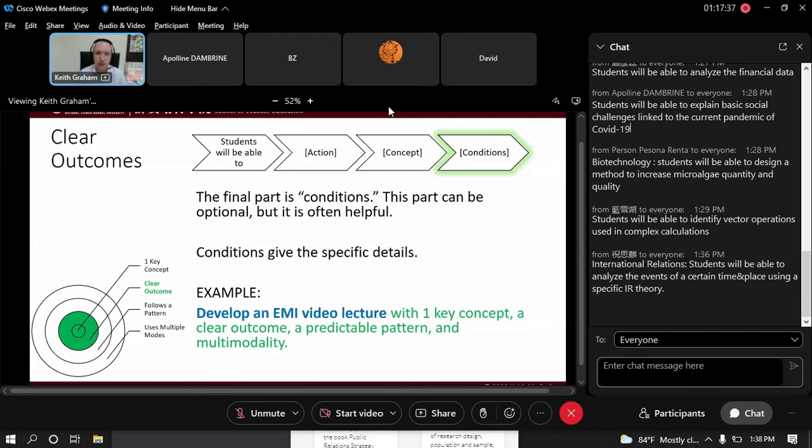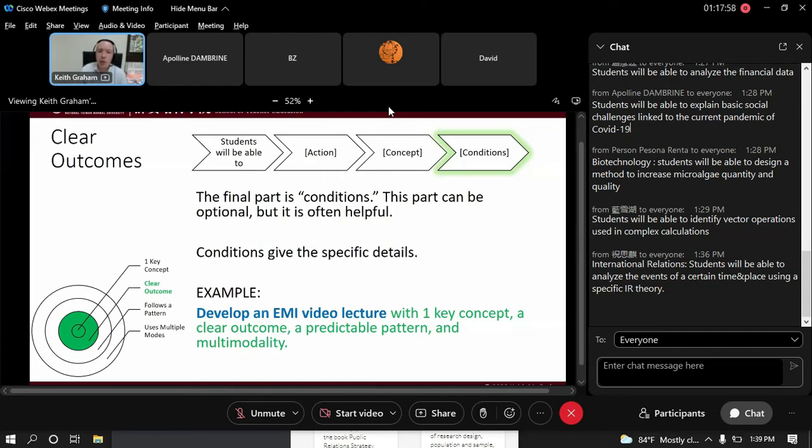I know exactly what my students are going to have to be able to do, and I find ways to help them do that. And it's the same as a TA. You know, the clearer you are about the goal, the easier it will be to present the information or help the students in the way that you need to help them. So conditions give you specific details about what students should be able to do.